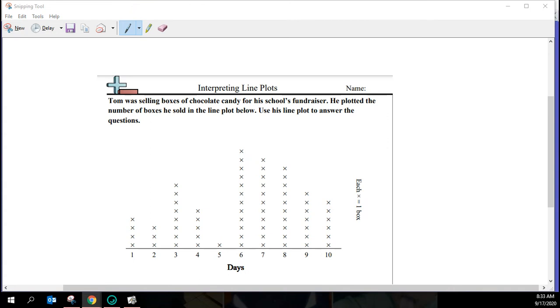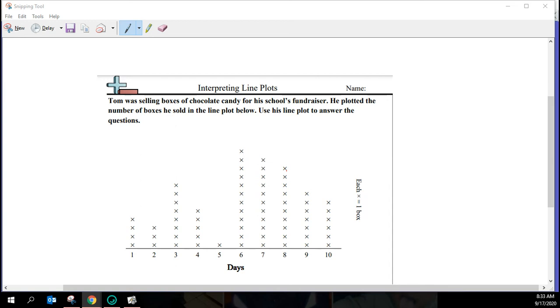So the first question is, how many boxes did Tom sell on day 8? So we're looking at our line plot. Down here, we have the axis labeled for days, and day 8 is right here. We do have a key. It tells us that each X equals 1 box. So I'm just going to count the X's. 1, 2, 3, 4, 5, 6, 7, 8, 9, 10. So the answer is Tom sold 10 boxes on day 8.